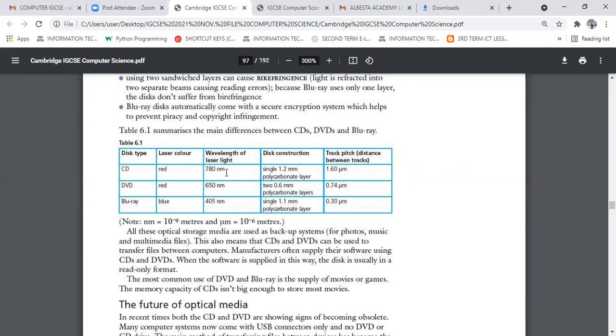Wavelength: 780 nanometers, 650 nanometers, 405 nanometers. Construction: CD has a single 1.2 mm polycarbonate layer. For DVD, two 0.6 mm polycarbonate layers. Then the track pitch, the distance between tracks, is 1.60 micrometers.